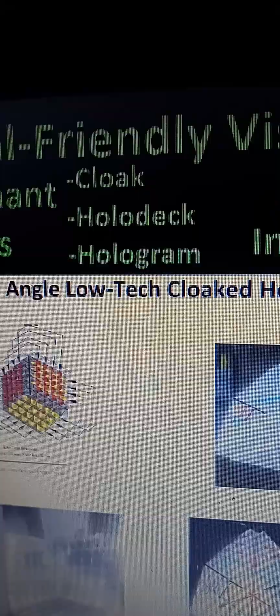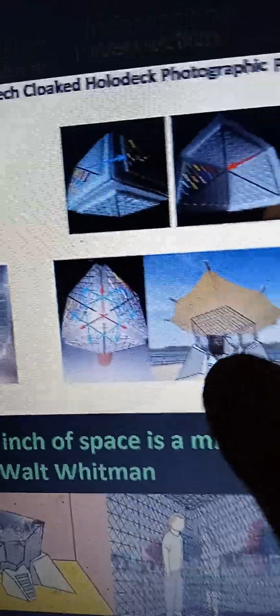You have the cloaking light interface, the positive original holodeck interface, and you have the negative casting holodeck light interface. It's a cloak, a holodeck, and a hologram. It just says in here you have a cloak, the holodeck, and the hologram.